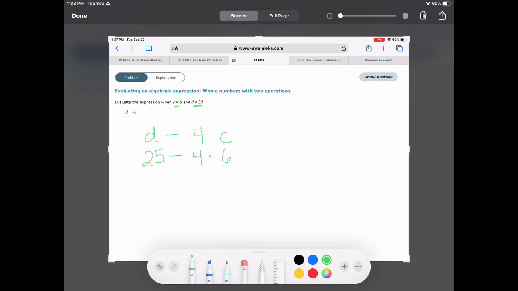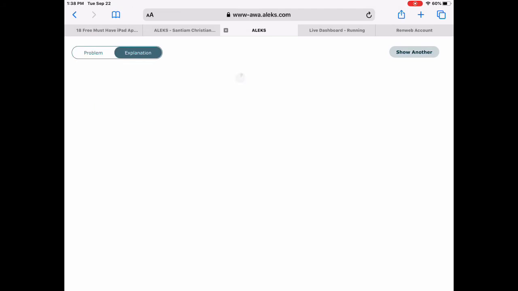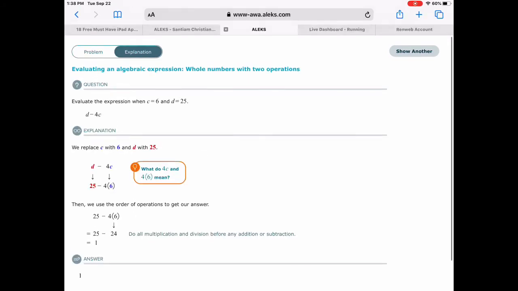Now, order of operations. I need to take care of this. 25 minus 4 times 6 is 24. And 25 minus 24 is 1. There's their explanation.